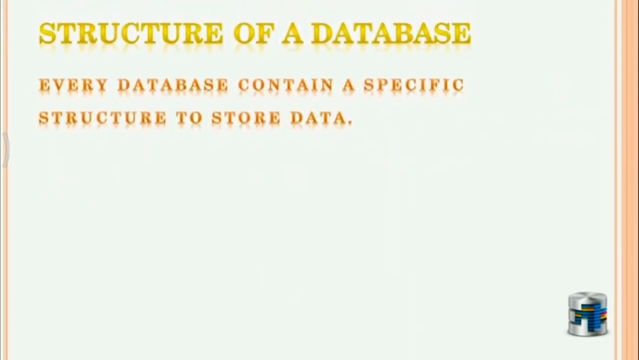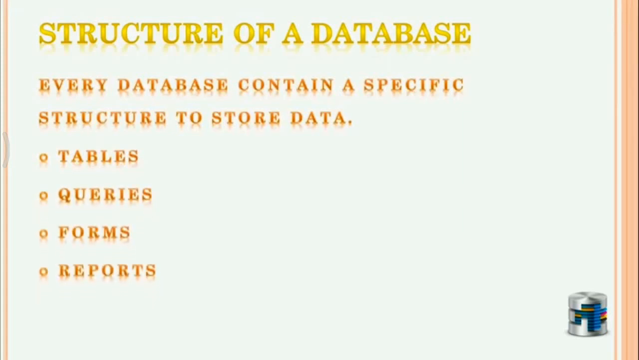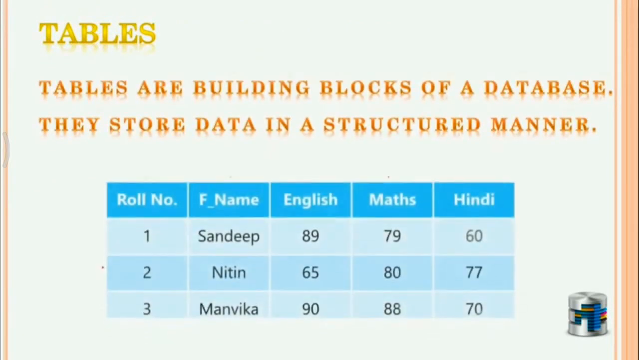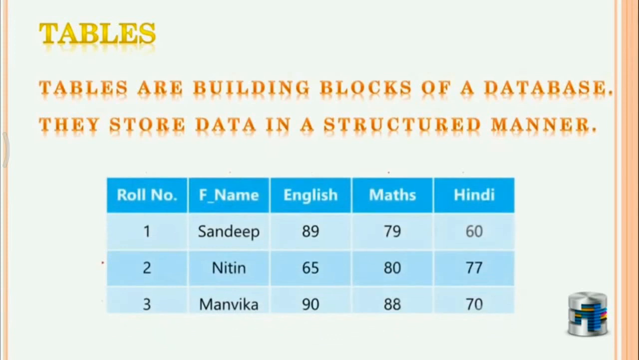Structure of a database. Every database contains a specific structure to store data: tables, queries, forms, reports. Number one is tables. A table is the building block of a database. A single database can contain one or more tables. So tables are the building blocks of a database. They store data in a structured manner.